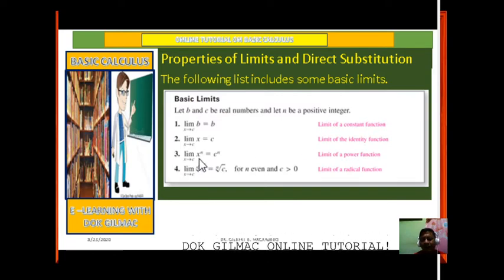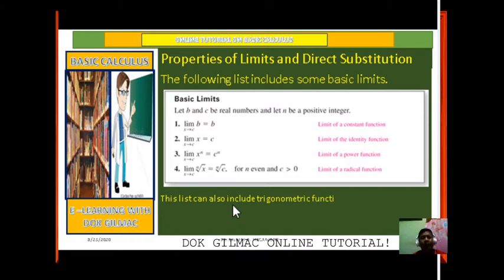The limit of x raised to n as x approaches c is equal to c raised to n. The limit of a power function. Then we have the limit of the nth root of x as x approaches c is equal to the nth root of c, for n even and c is greater than 0. The limit of a radical function.